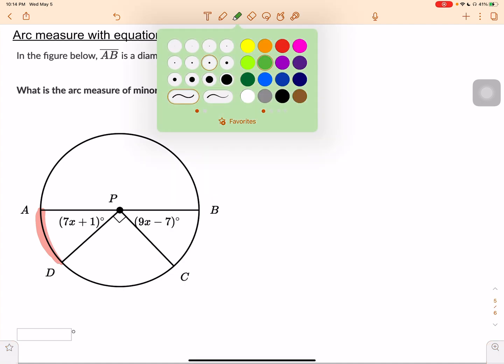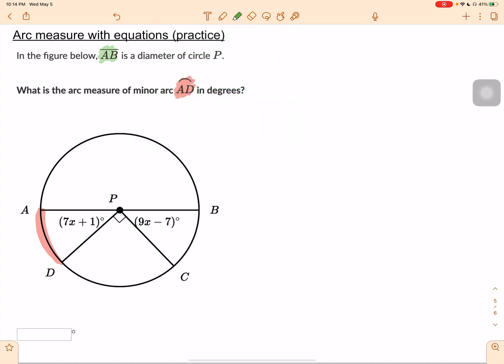Now it tells us again that AB is a diameter. So that means PC and PD are radii. Okay, before we can know the measure of angle AD, or the arc AD, we need to know what x equals. Since we know that AB is a diameter of circle P, we know that these three angles right here add up to 180, so that's a straight line.